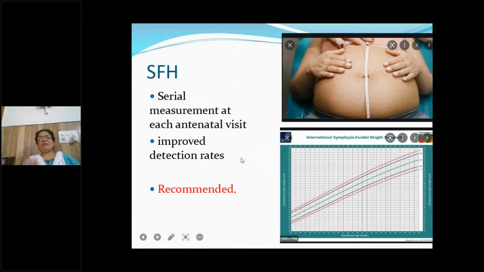And even if this method is not very sensitive, it detects quite a number of significant fetal growth restricted fetuses. It's simple, it can be done in any setup, and it can be taught to any healthcare provider, so it is recommended. So in all low resource settings, history-based screening and symphysiofundal height measurement is recommended.